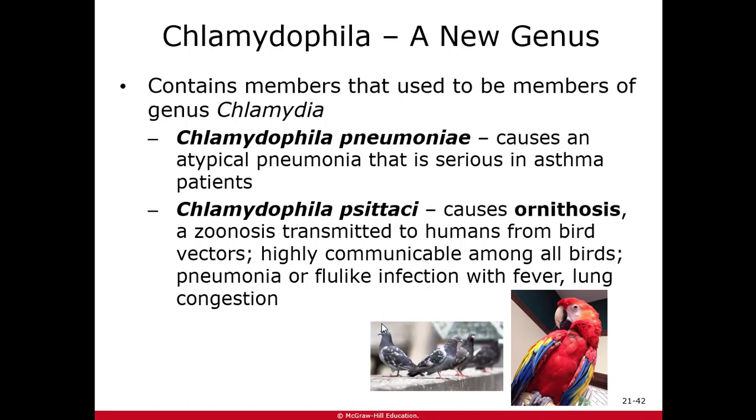Chlamydophila pneumoniae, which causes atypical pneumonia. So it doesn't have all the normal pneumonia type symptoms. But for people that have asthma already, it can cause a more serious pneumonia disease. And then Chlamydophila psittaci, it's an ornithosis and ornithotic disease, which means it is a zoonotic disease. It's spread from animal to human, but specifically birds.